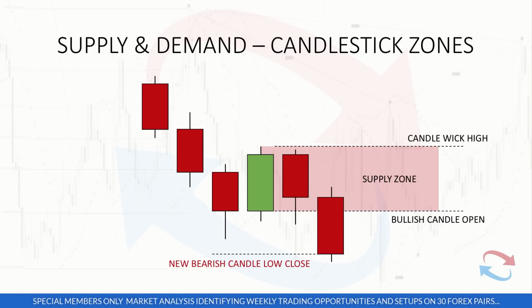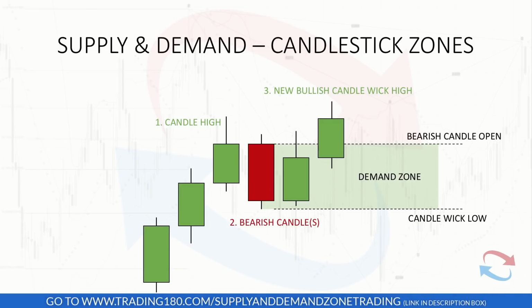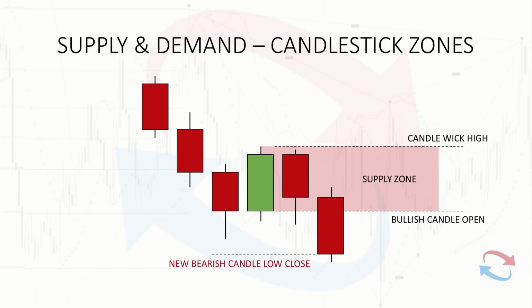The same way, if I go back to the demand candle, we've got the open price of the bearish candle. If we're looking at demand zones, we'd be looking at the bullish candle's open price to start, and then the wick high, and then that's where our supply zone starts from.